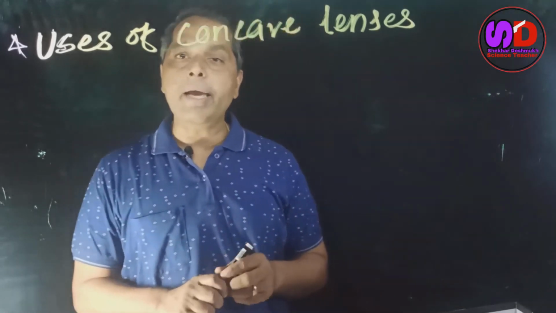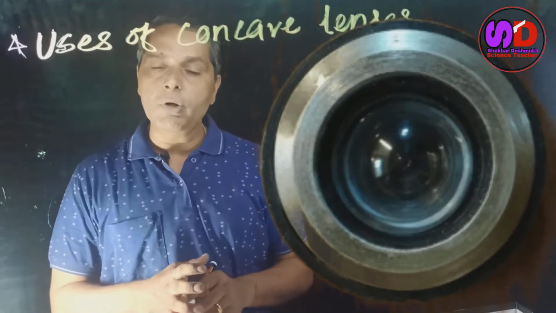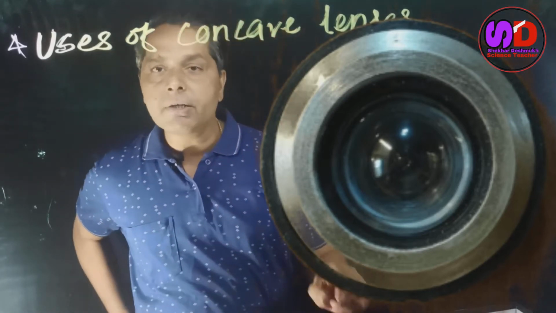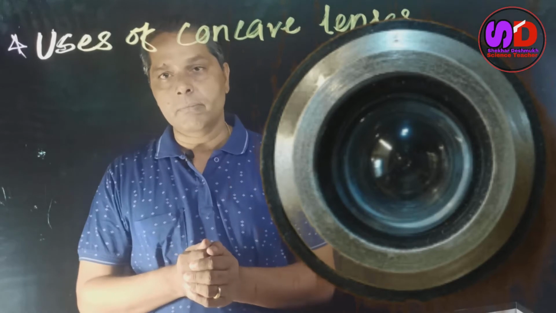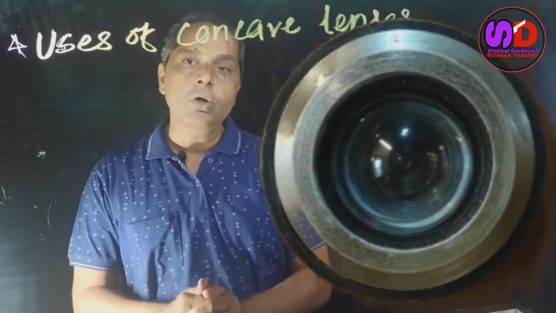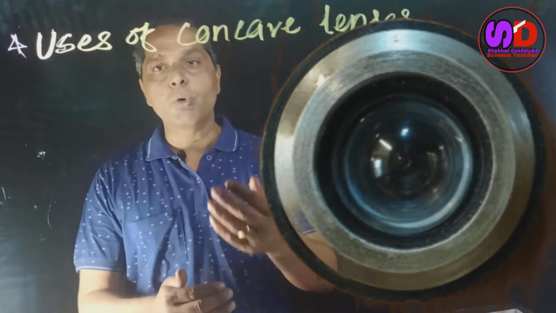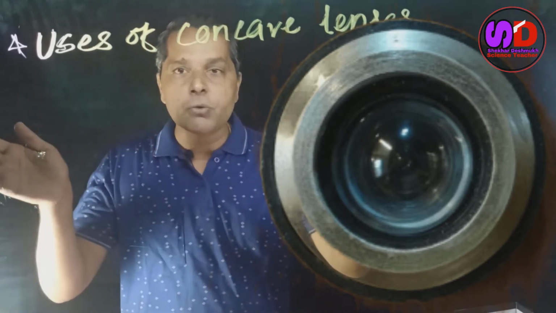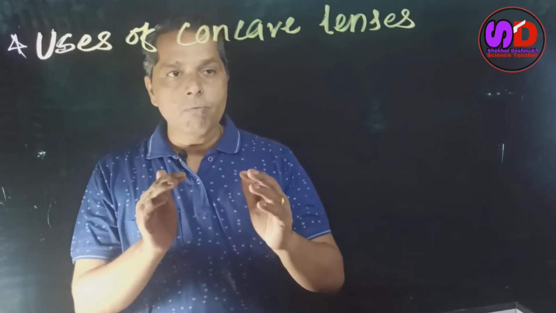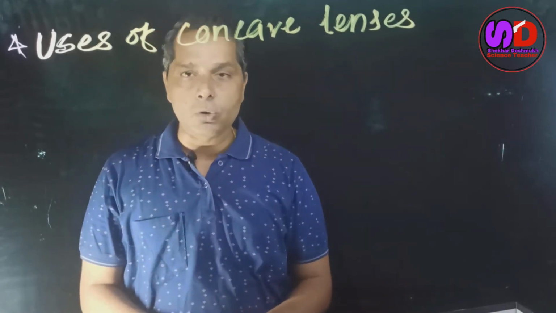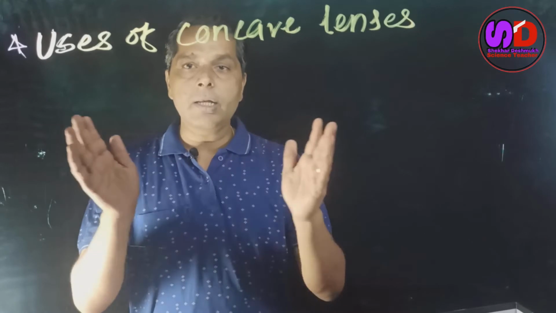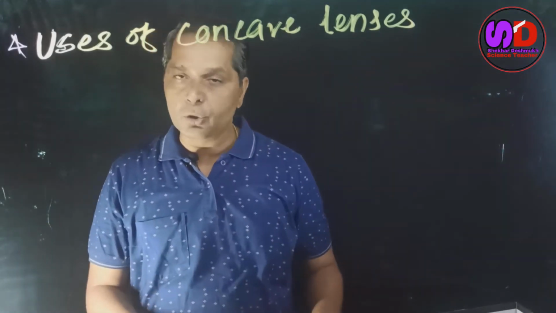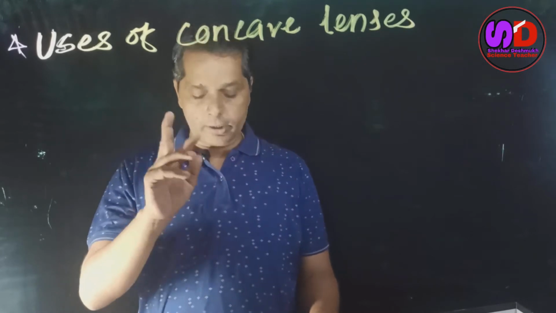Then in a peephole camera, which is the peephole fitted in the door, there also a concave lens or more than one, that means two concave lenses, are used to get a wider view of what is present outside the door, or to get a large view of what is present outside the door. So there also concave lens is used.